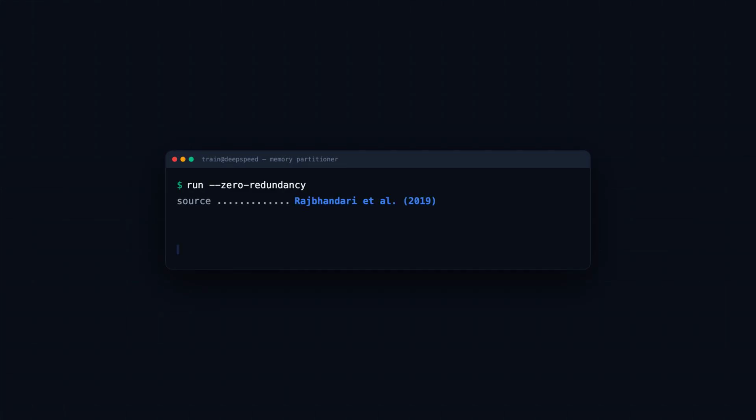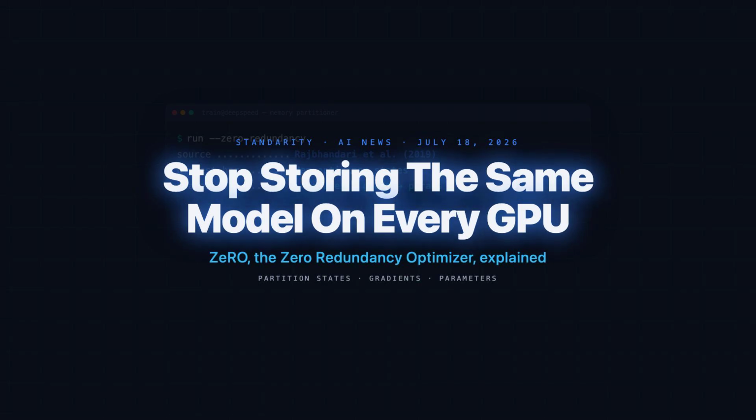Here's a number that stops people cold. When you train with the Adam Optimizer, the momentum and variance it tracks can eat more memory than the model weights themselves. Now multiply that waste across every GPU in a data parallel job, because the classic setup copies all of it onto every device.